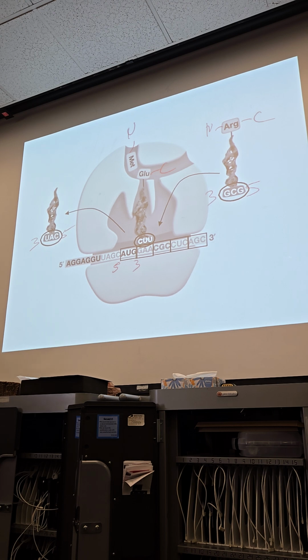Wait, what is it? I know before, and this is now. That's the other half of the ribosome. Okay, so it's going to say, okay.